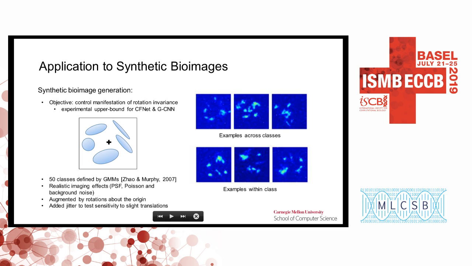Here we're showing examples across classes to show the variation across class, and also examples within the same class showing the rotation and intra-class variation. So this is a challenging task if the network can't learn the rotational property. Additionally, in order to test the sensitivity of our convolutional network, we added some jitter to the images just to see how well it can handle slight translations in case we can't quite center the image.